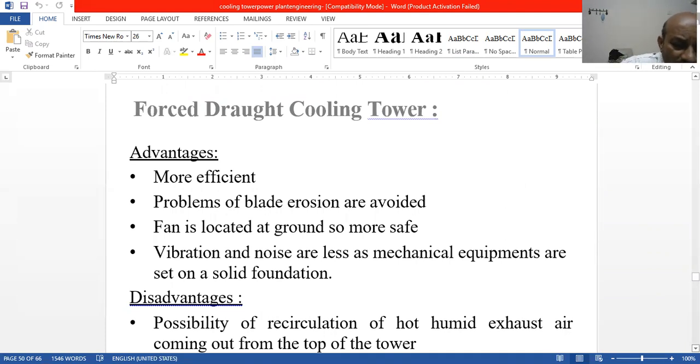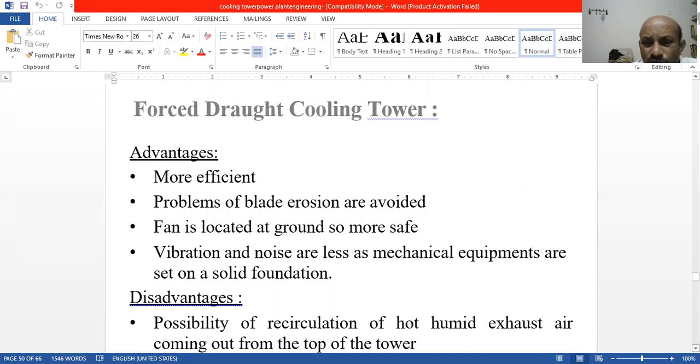So we are not using the upper side of the cooling tower. We are using the lower side of the cooling tower, so that there is no problem, and it is for safety purposes. Another one is that vibrations and noise are less. Mechanical equipments are set on a solid foundation. Vibration and noise are very, very less. If the vibration is there, the entire plant will be disturbed.